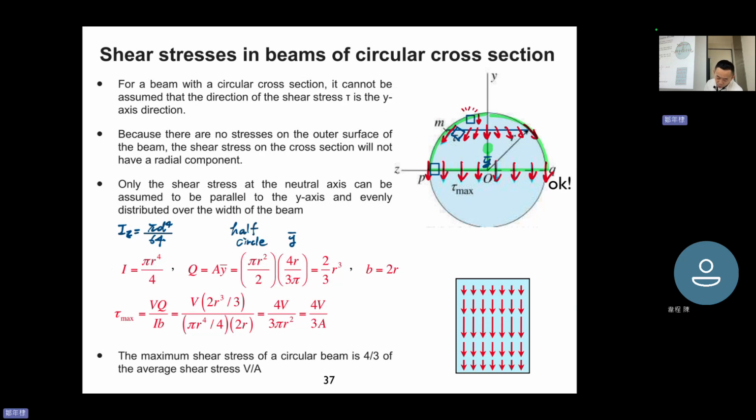Okay, so yeah, that's it. So you can see that we only can determine the circular cross-section tau at the neutral axis. And neutral axis will be the tau max. Maximum shear stress. Okay.